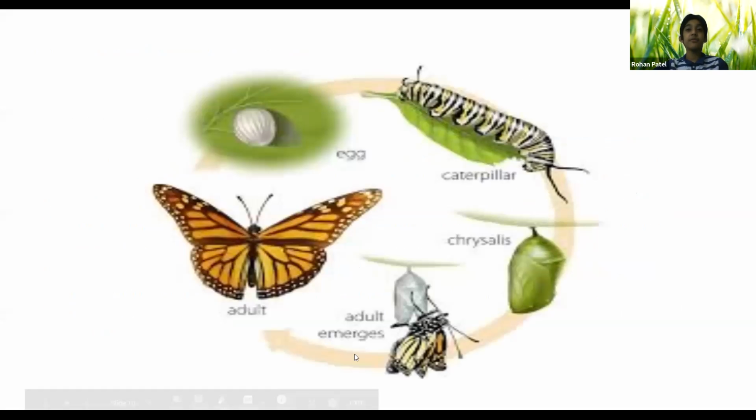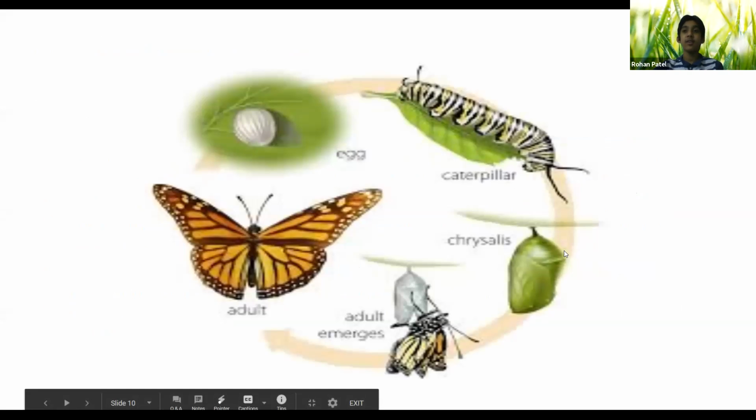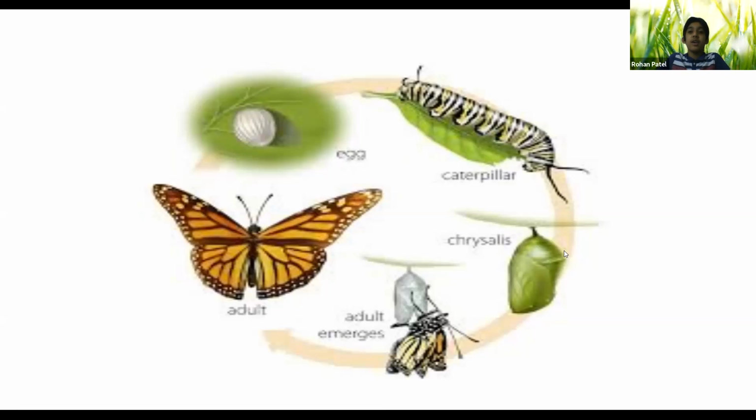So in this diagram of the life cycle, we have our egg, it's super tiny. Then we have the caterpillar, it gets larger and larger, and then it becomes a chrysalis. And in the cocoon of the chrysalis, it slowly emerges into an adult. And then the adult will reproduce into an egg, the adult will die, and the cycle will start all over again.